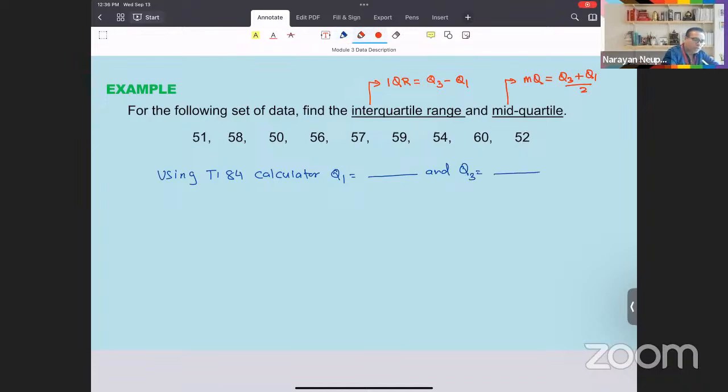So please use your calculator and tell me what are Q1 and Q3. Okay, use your calculator. Tell me what you get. I'll wait for a little bit.